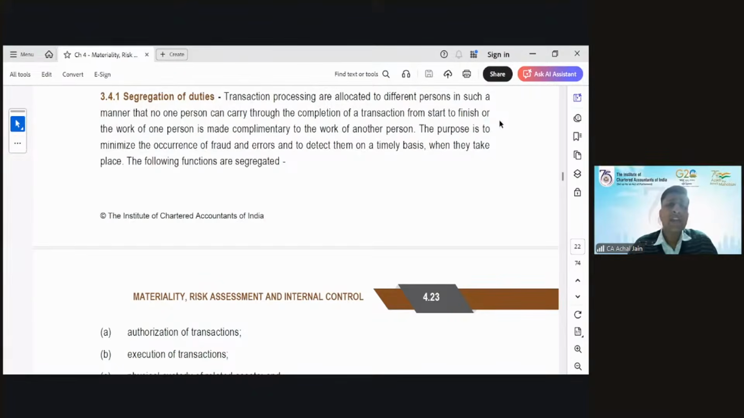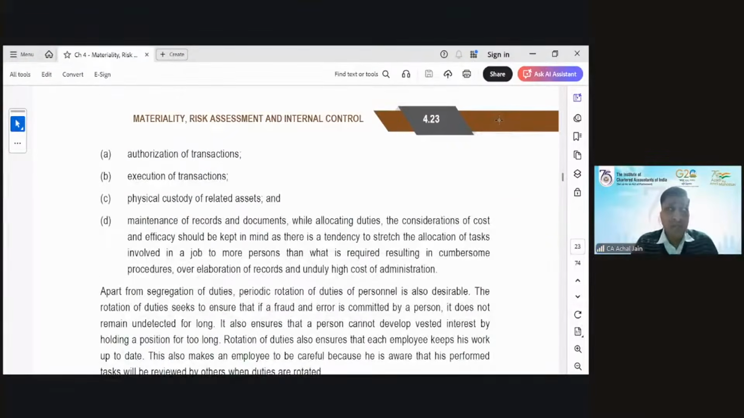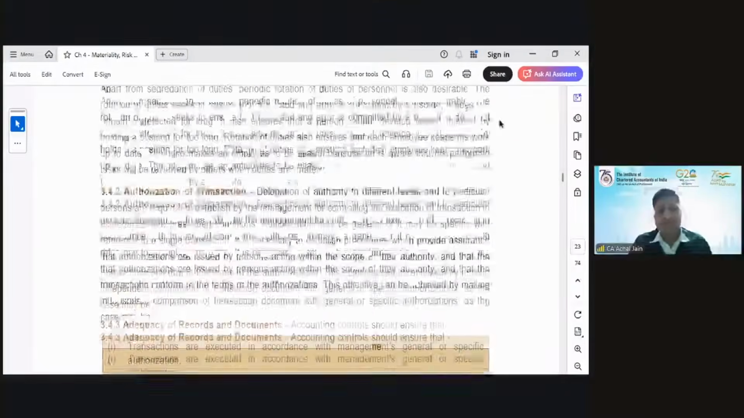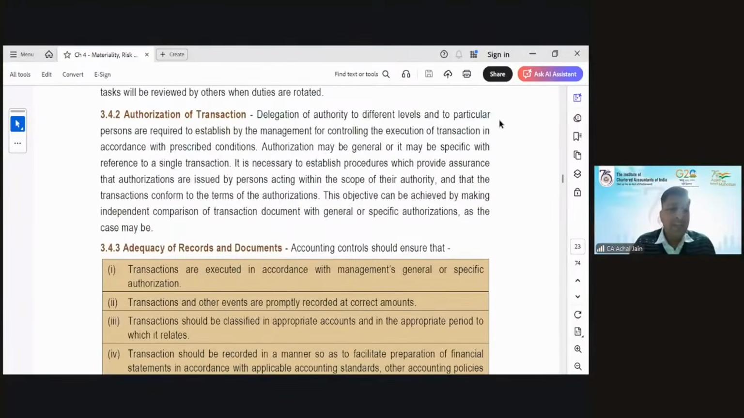Okay. Now, in relation to segregation of duties, there are various functions you'll look at: execution of transaction, authorization of transaction, physical custody. So for any of the activities that you talk about, you need to have segregation of duty. There has to be clarity around each of these things. Because if that clarity is there, how will it help the organization?